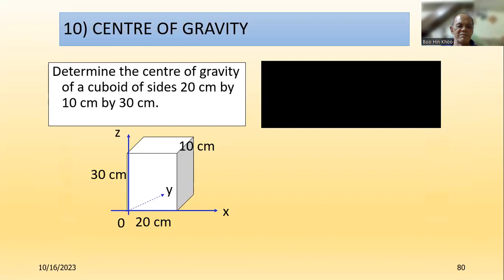What is the center of gravity? If that is the origin, this is 20. This is 10 cm. Now it's 30 cm. So the center of gravity will be the center of this 20, which is 10. Then you get the y coordinate. Center of 30 is 15. Then center of 10 is 5. So x, y, z is 10, 5, 15.